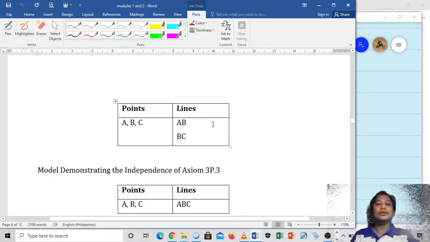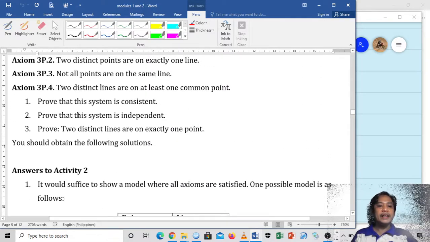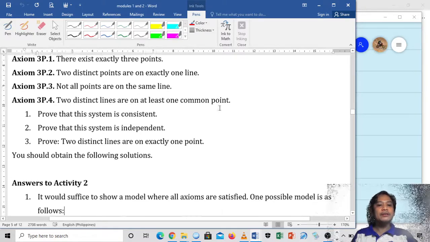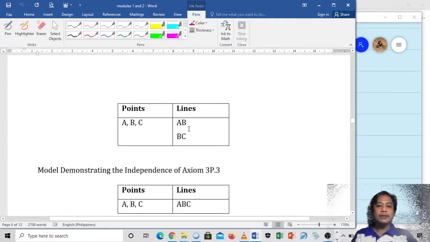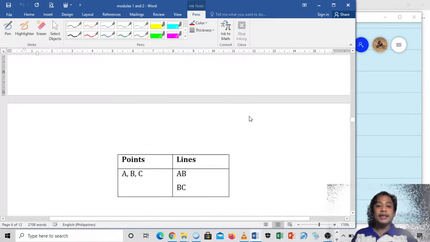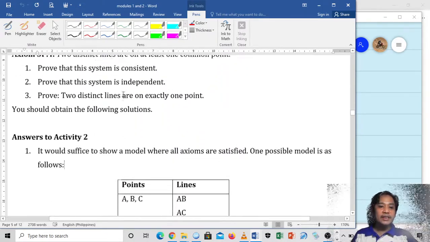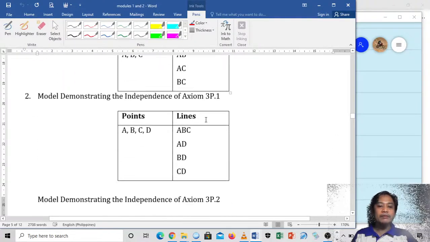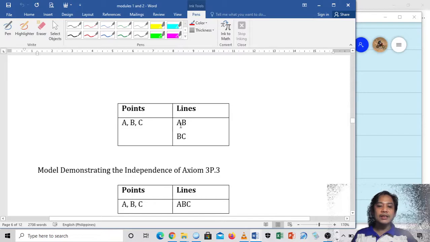Okay, axiom 3p.2 is not true in this model. Axiom 3p.1 is true. Axiom 3p.3, which states that not all points are on the same line, is true here because there is no line ABC. And then, every two lines intersect is what we meant by axiom 3p.4, which is satisfied because there are only two lines and they intersect at B, meaning only the second axiom was not true. Hence, we can say that axiom 3p.2 is independent.